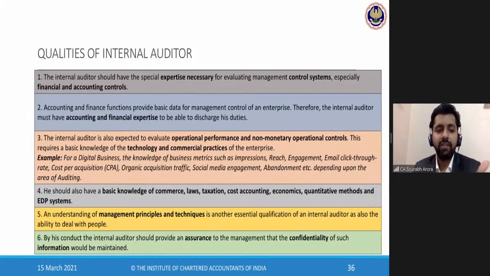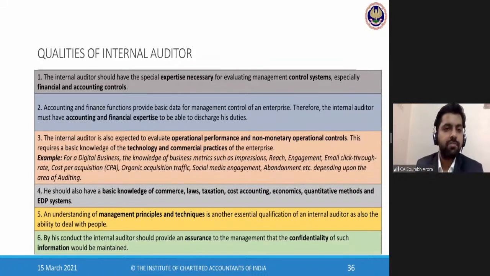The difference between the first and the second point is that the first point is regarding the control system, that he should be able to evaluate the financial and accounting control. So these are two different things: to know about accounts and finance, and to know how to deal with the controls. Third, operational performance and non-monetary operating controls require basic knowledge of technology and commercial practices of the enterprise. Since the internal auditor is expected to evaluate not just the monetary things, but the non-monetary performance criteria as well, and the operational performance as well.